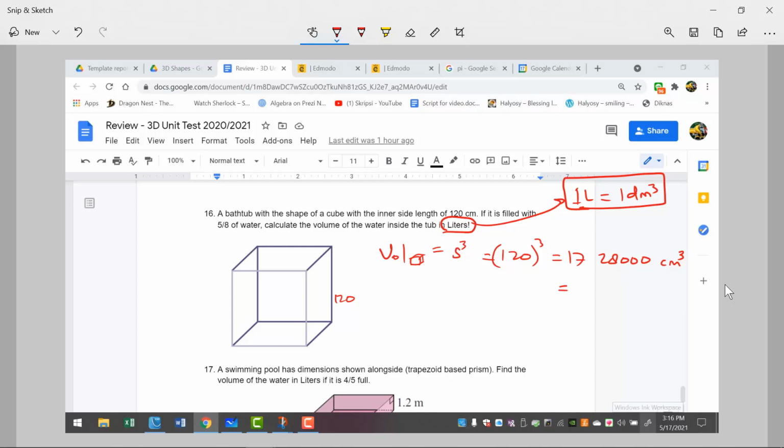We know that to convert centimeters cubed to decimeters cubed, you divide by 1000. So this is going to be 1728 decimeters cubed, or 1728 liters. It's the same thing, right? Remember that in unit conversion, centimeter and decimeter are adjacent, but because it has a power of 3, although it's just going up one unit, you need to divide by 1000, because 1000 has 3 zeros, matching the power of 3.